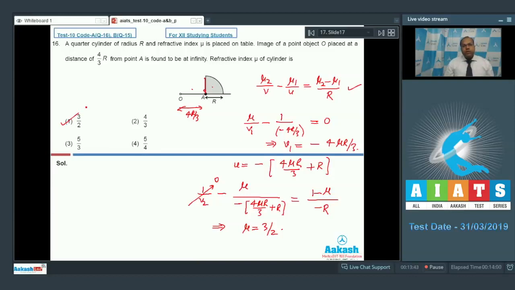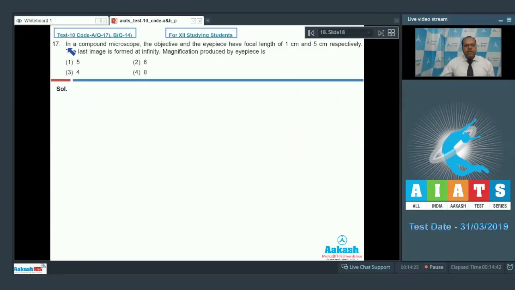Let's move to question number 17. In question number 17, in a compound microscope, the objective and eyepiece have focal lengths of 1 cm and 5 cm respectively. The last image is formed at infinity. The magnification produced by the eyepiece is?